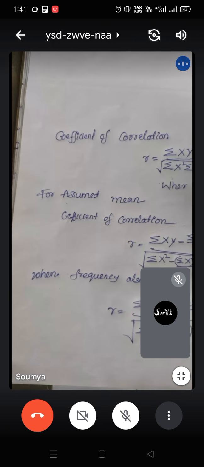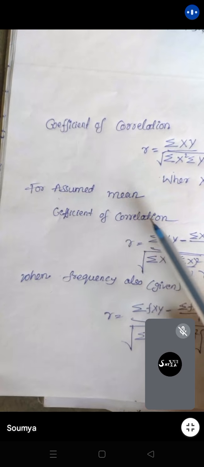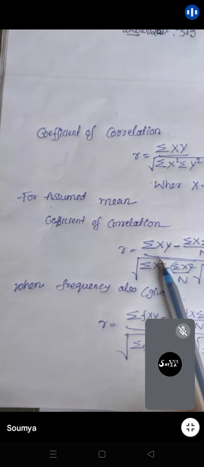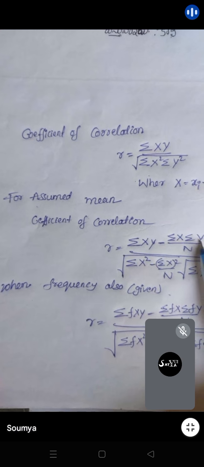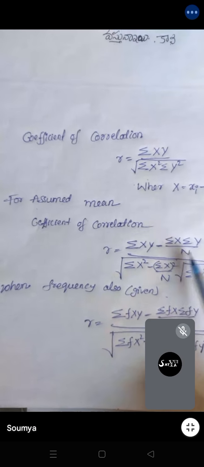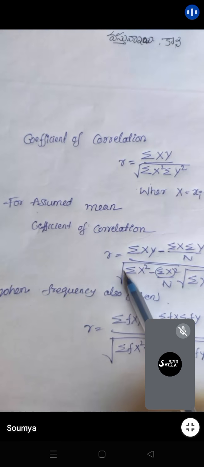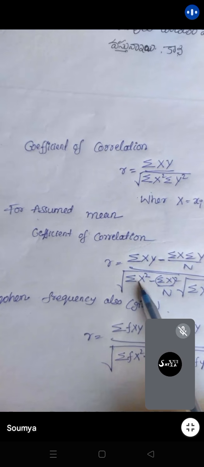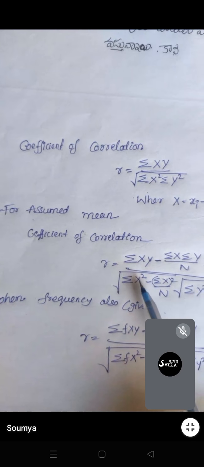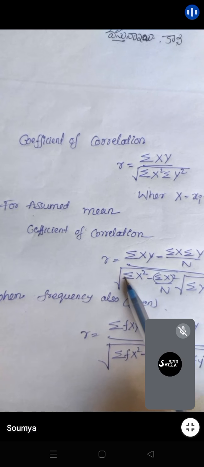Okay, and at that time, what is the coefficient of correlation? r equals summation xy minus summation x into summation y, by capital N. N is nothing but the number of observations. And the root of summation x square minus summation x whole square. This is different and this one is different. After taking the square of the deviations, we will go for summation.